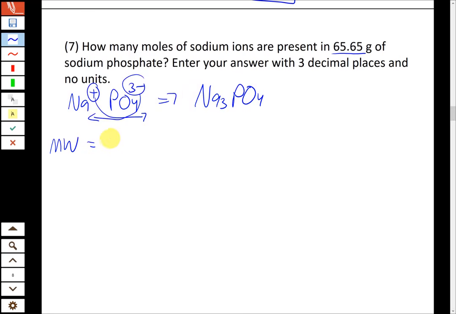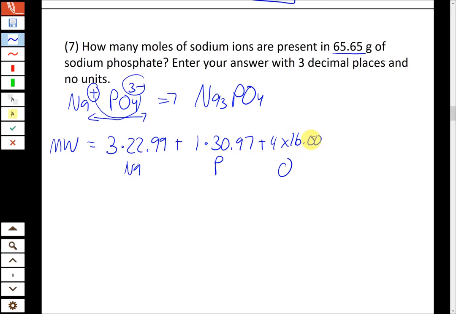So we have 3 sodiums in the compound, so we're going to multiply its atomic mass by 3, so 22.99 is the atomic mass of sodium. We have 1 phosphorus in the formula, and its atomic mass from the periodic table is 30.97. And then we have 4 oxygens, which are 16. So the molar mass of this compound is 163.94 grams per mole.